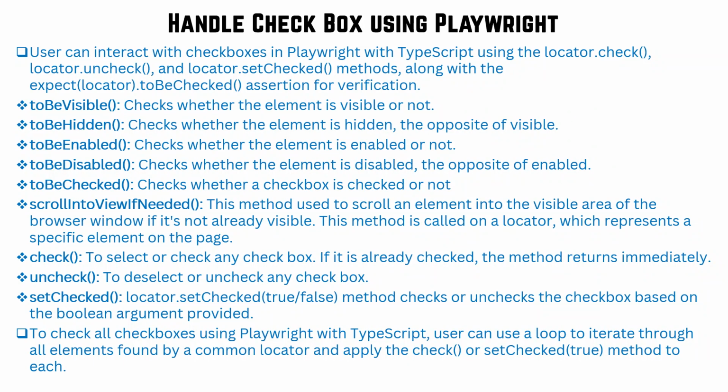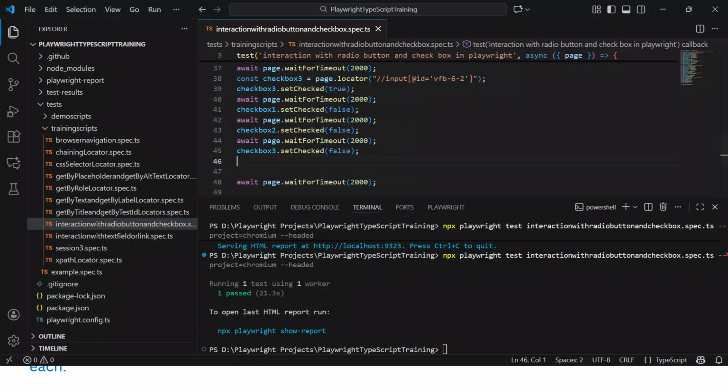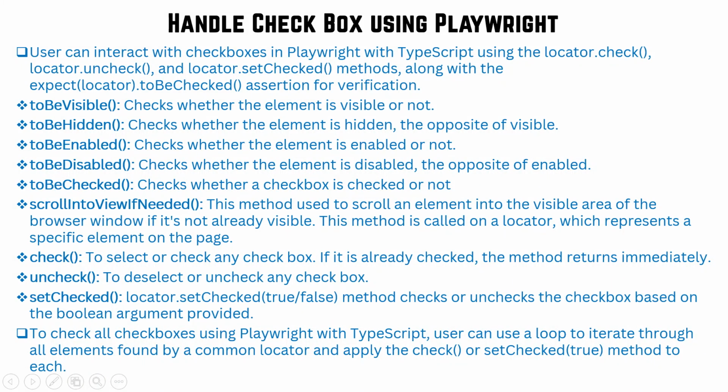But now there might be some situation where you have three or four options, especially for the checkbox, and you want to select all or deselect all at a time instead of highlighting the elements one by one. So what is the approach? Okay. So this is the approach. To check all checkboxes using Playwright with TypeScript, you can use a loop to iterate through all elements found by a common locator and apply the check or setChecked true method to each.